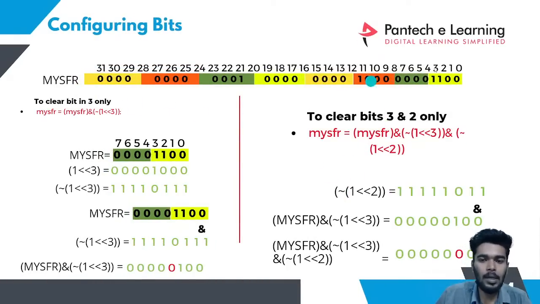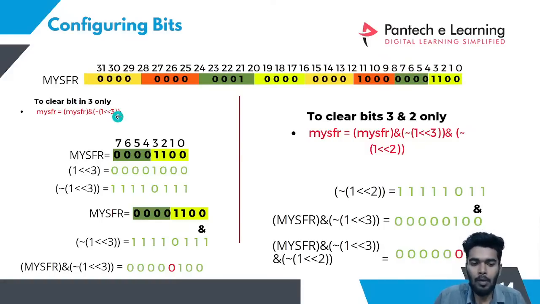We will consider the first 8 bits only, because we can't take all 32 bits here. Now I am going to clear bit 3 only. The 3rd bit and the 2nd bit both have logic 1, but I have to clear only the 3rd bit. By using this function we can clear the bit. How does this function work? Now we will see.